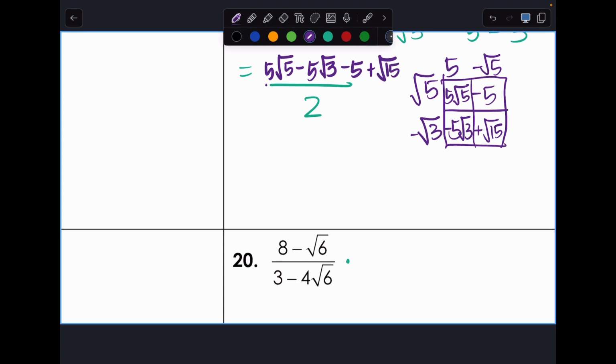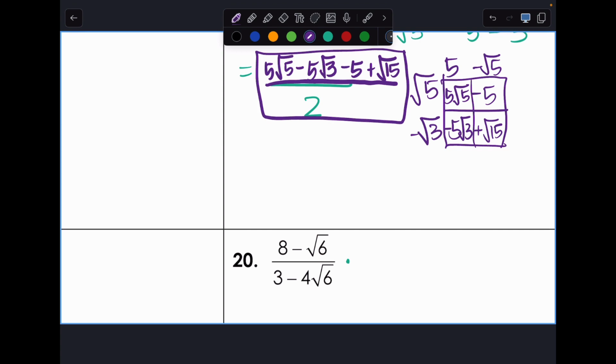Is there any GCF I can take out of all 4 of them? 5? Nope. Last one does not have a 5 as a coefficient. 3? Nope. None of them have 3 as a coefficient. So you have to leave it as it is.